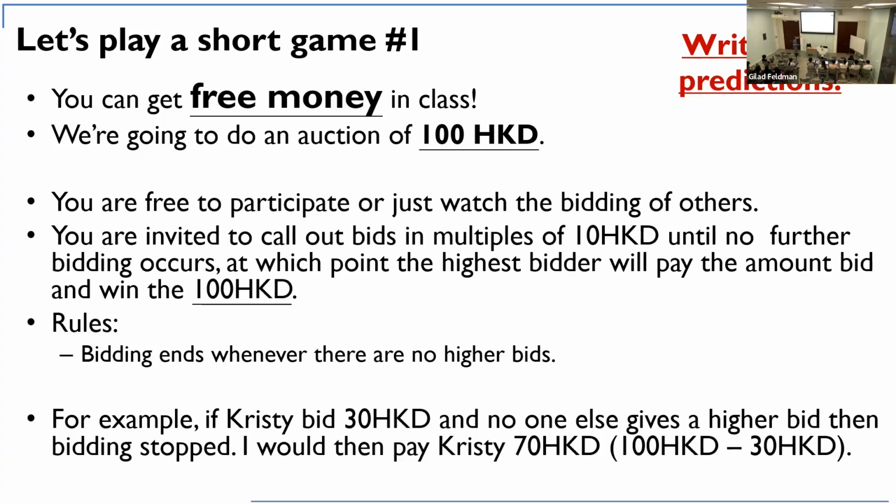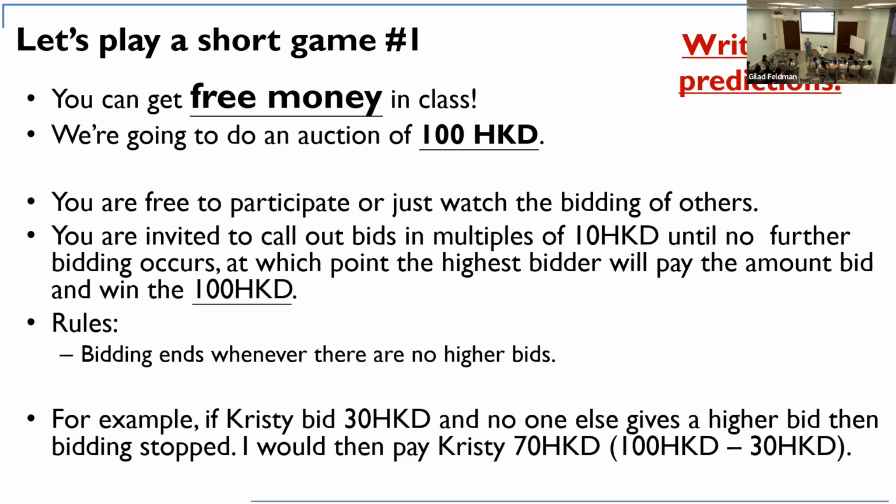So these are the rules. You're free to participate or just watch. You're invited to call out bids in multiples of 10 Hong Kong dollars until there's no further bidding, and the highest bidder is the one that's going to get the 100 Hong Kong dollars, okay? The bidding ends whenever there are no higher bids. So for example, if Christy gave a bid of 30 Hong Kong dollars and nobody else gives a higher bid, then I would pay Christy 100 minus 30 is 70 Hong Kong dollars, okay? Any questions about the rules of the game?